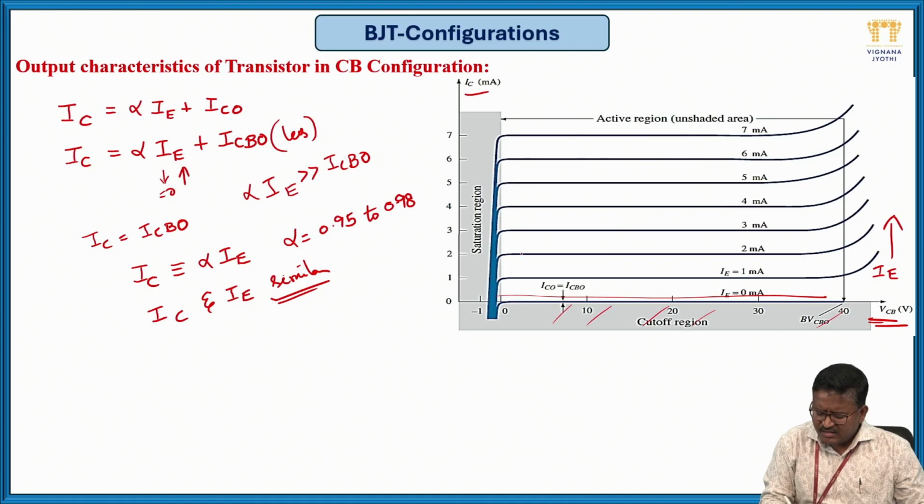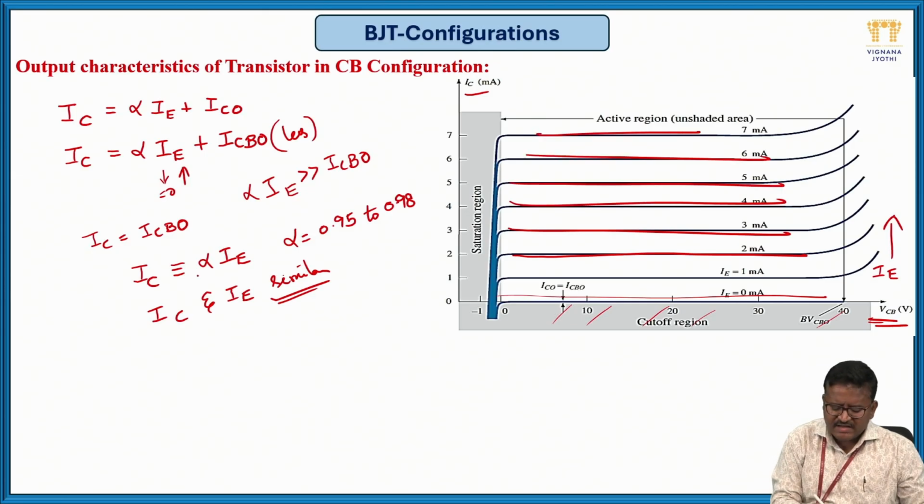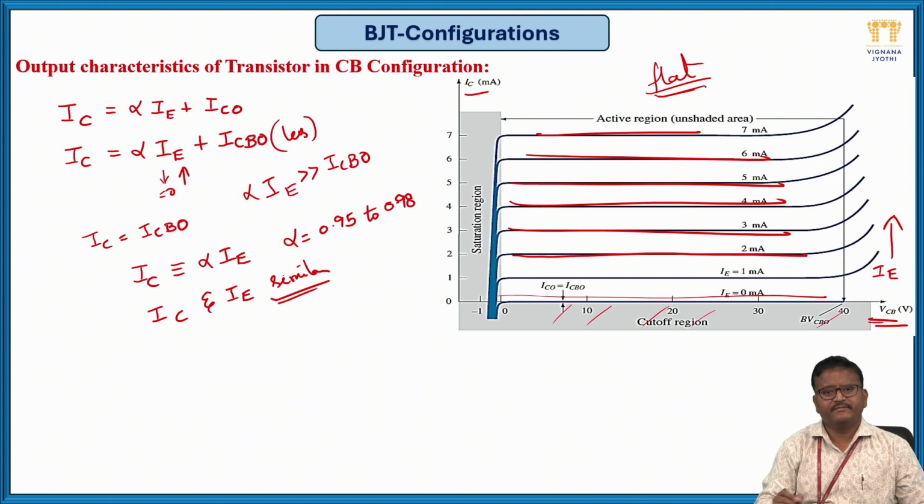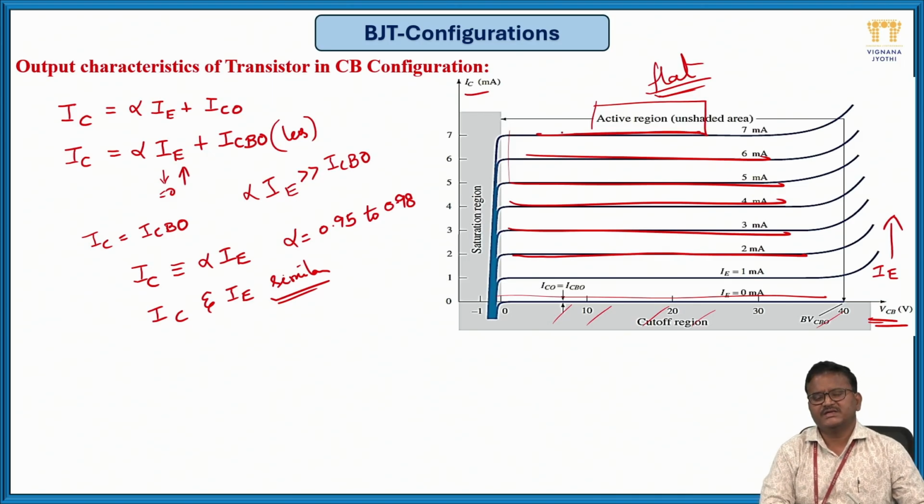So that's why, as you keep on increasing IE, the characteristics are mostly flat. Why? Because IC is approximately equal to alpha times IE, and alpha is nearly equal to 1. So that's why the characteristics are flat. And this region we consider as the active region. Active region, as you are increasing the reverse biasing at the output junction and increasing the input current, means forward biasing at the input junction and reverse biasing at the output junction. So this is the active region.